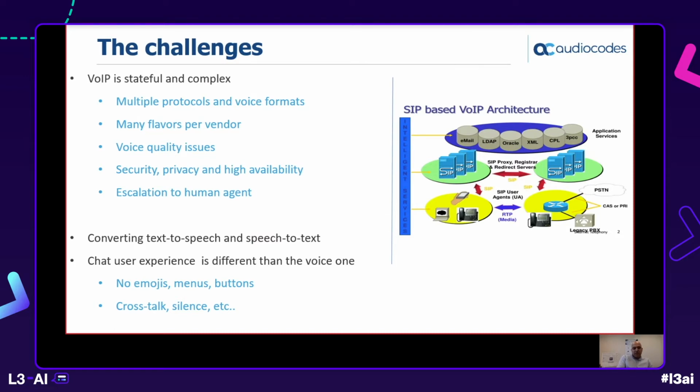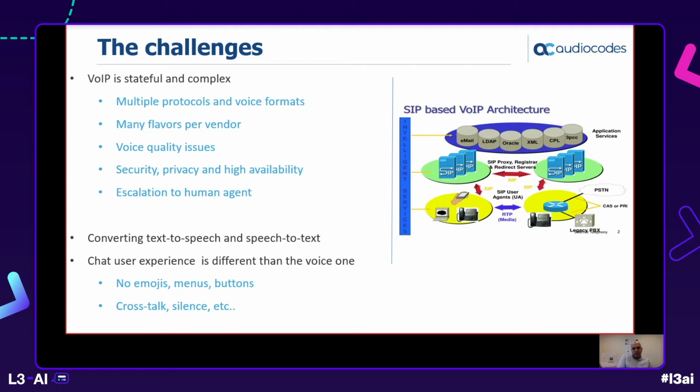And the last thing related to voice over IP is that in some use cases, your bot may be required to escalate the call to a human agent. So how exactly do you escalate a call to a human agent? And how specifically can you hand the transcript of the call or the metadata that the bot gathered to the human agent?